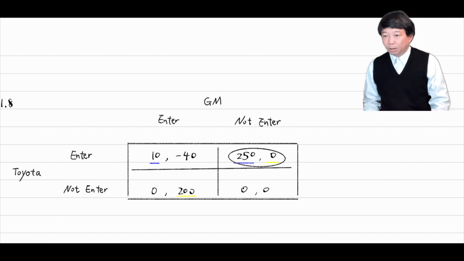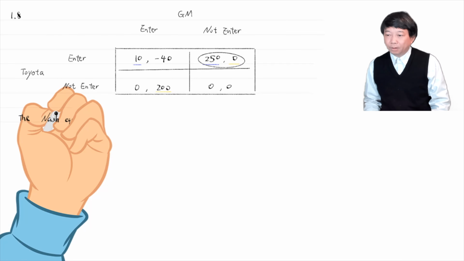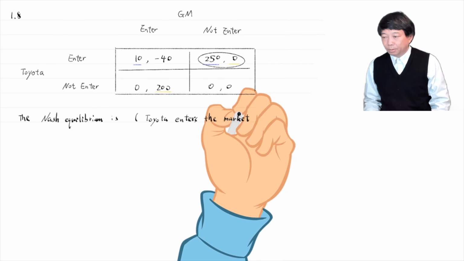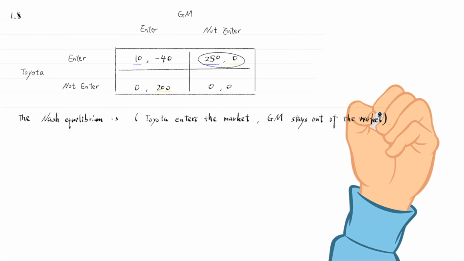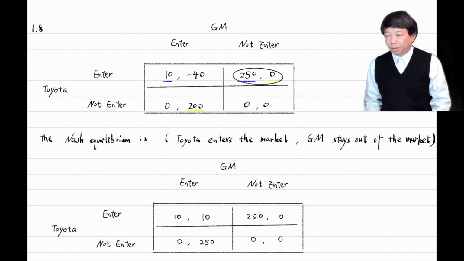Here, we can also think of GM's strategy this way, since it knows that entering is Toyota's dominant strategy. That is to say, Toyota must choose it. GM's only choice is not to enter. The Nash equilibrium of this game is that Toyota enters the market and GM stays out of the market. The government's subsidy changes the payoffs of the game. As a result, it may alter the Nash equilibrium.